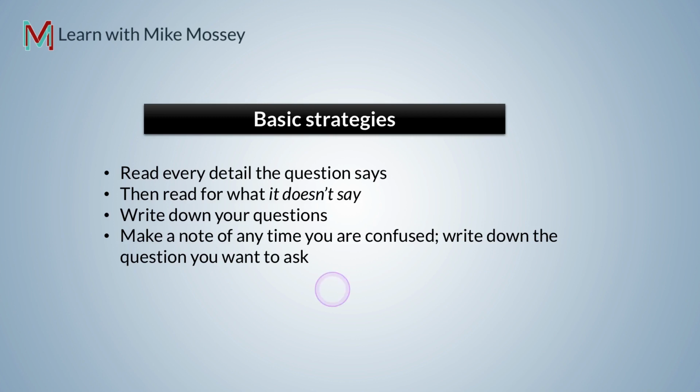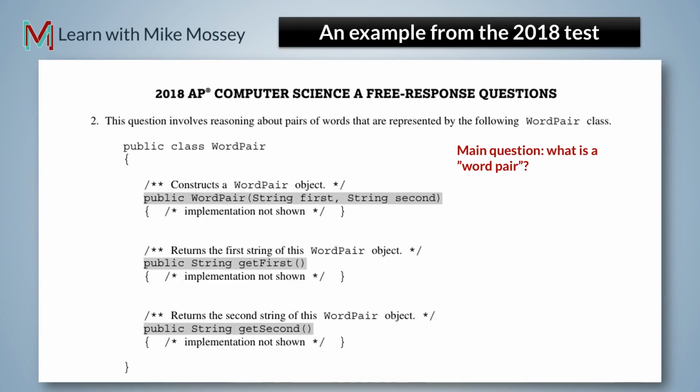Some of the basic strategies for reading a question are, first of all, read every detail the question says, then read for what it doesn't say. What's missing, what's confusing, what are you left wondering about? Write down your questions, write down the things you're not sure of. Make a note of any time you're confused, and write down the question you would want to ask to get yourself unconfused. This way you're priming yourself to see that information when it comes up later in the test.